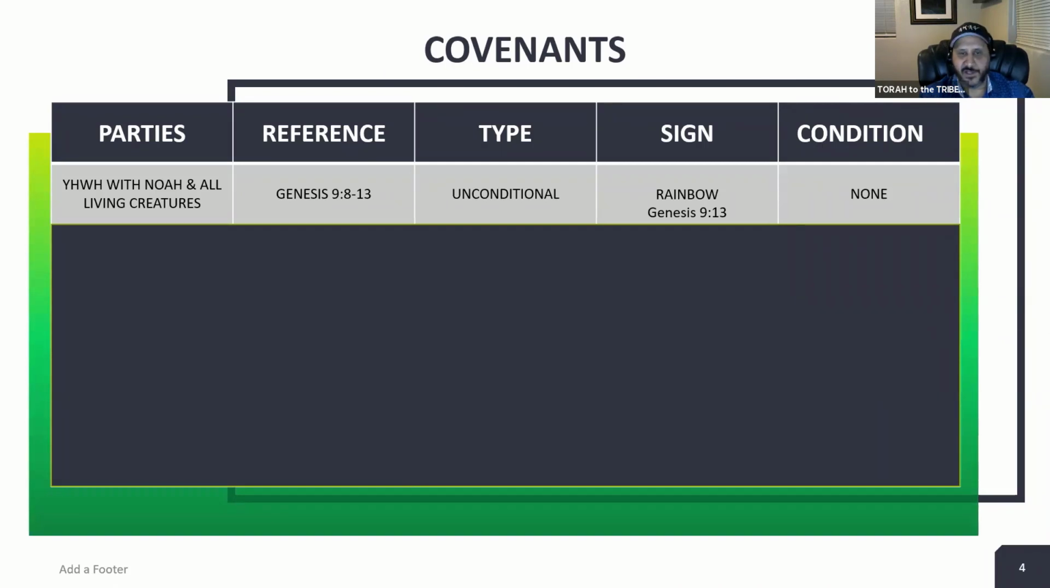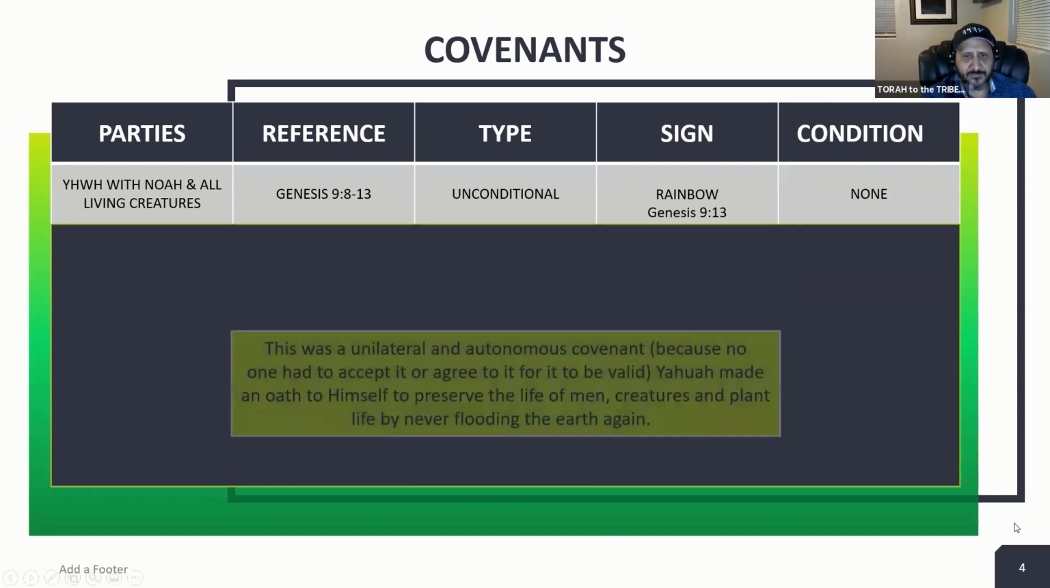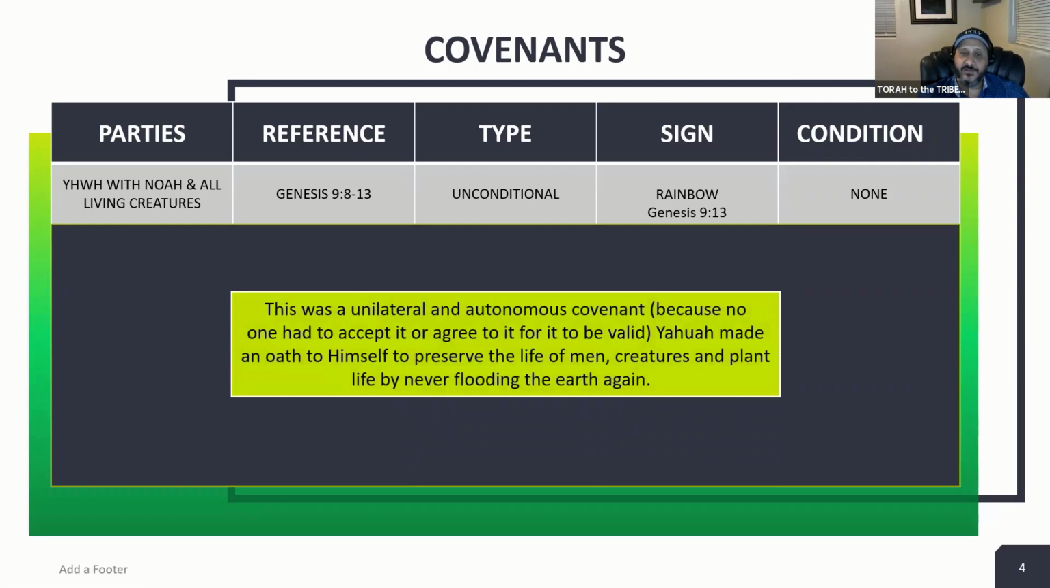We'll go over the first covenant here, the one that Elohim made with Noah. Yahuwah made a unilateral covenant with Noah and all flesh, every living creature. This covenant was unilateral and autonomous because no one had to accept or agree to it for it to be valid. Yahuwah made an oath to himself to preserve the life of man, creatures, and plants from the flood, never again to harm the earth. So it was made for the preservation of man and all living creatures. What was the sign? Well, the rainbow, as we know.